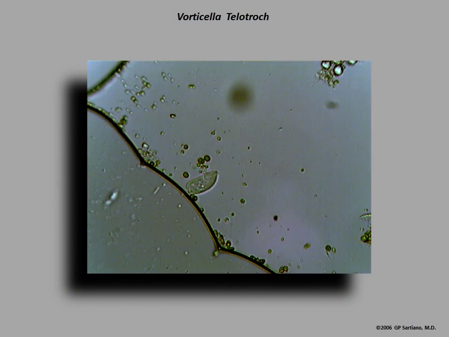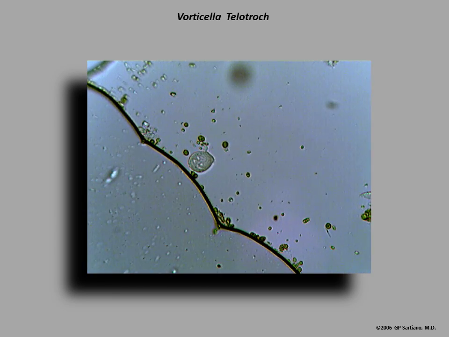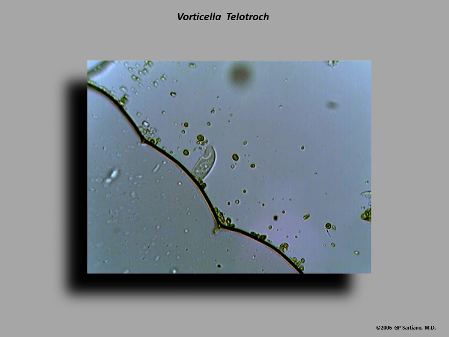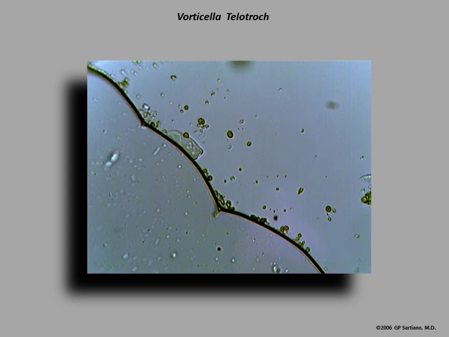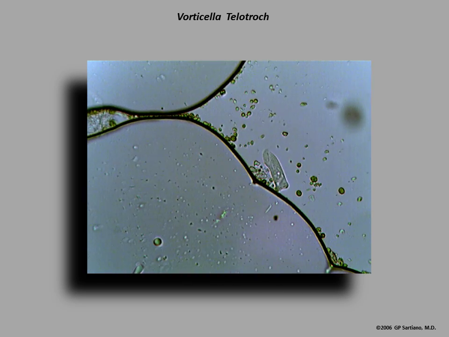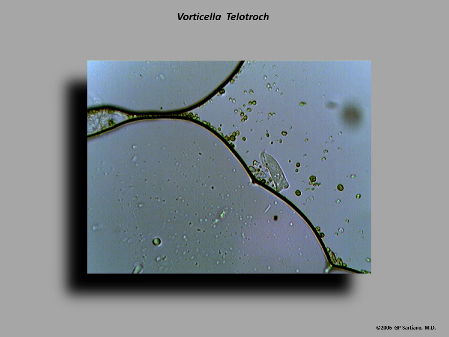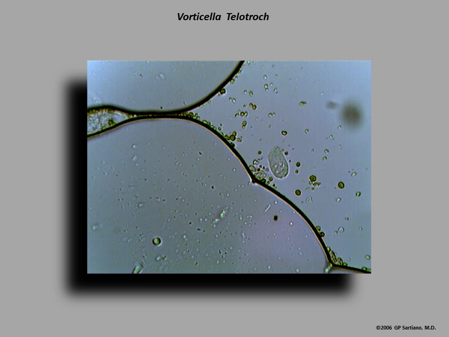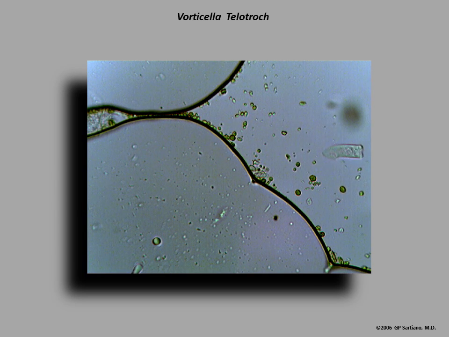This telotroch is also swimming freely. Note that it contracts periodically, and that its motion is fundamentally dependent upon its basal ciliary ring. Contractility in vorticella is not limited to the adult stalk, but is also a regular feature of the body of the telotroch.